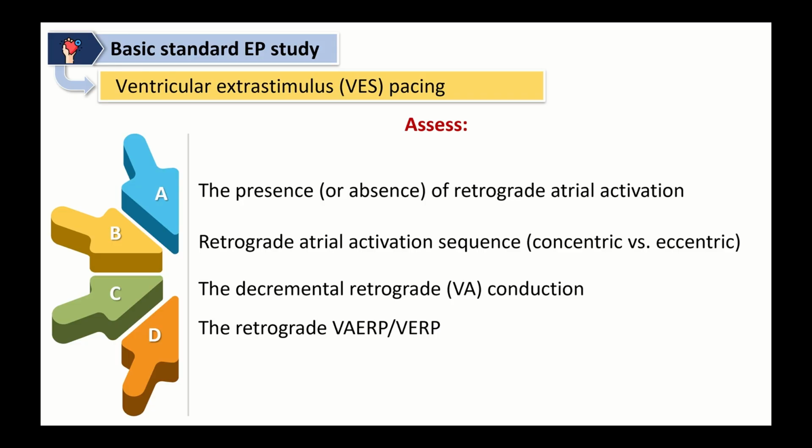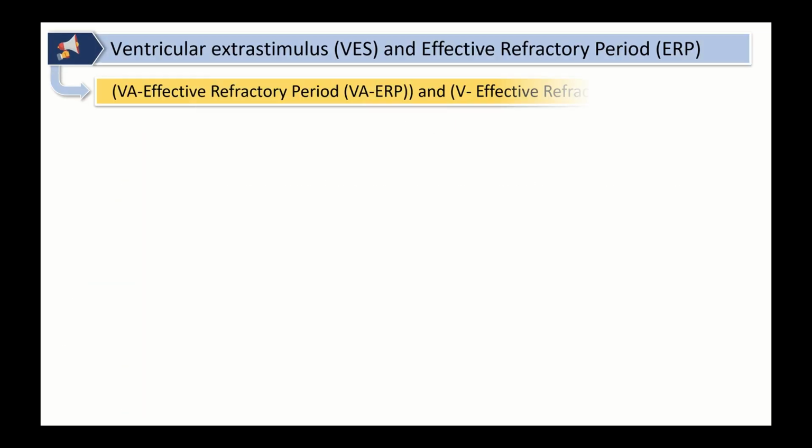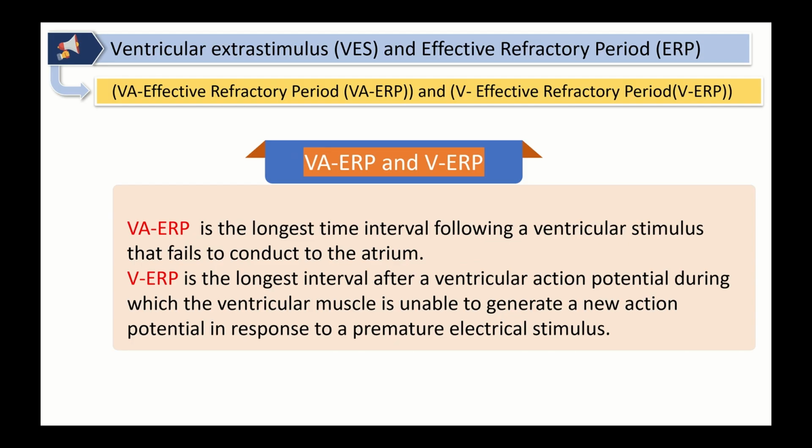So what is the difference between the VA refractory period and the ventricular refractory period? To understand this concept, it's a golden rule. We have to know the VA effective refractory period is the longest time interval following a ventricular stimulus that fails to conduct to the atrium.